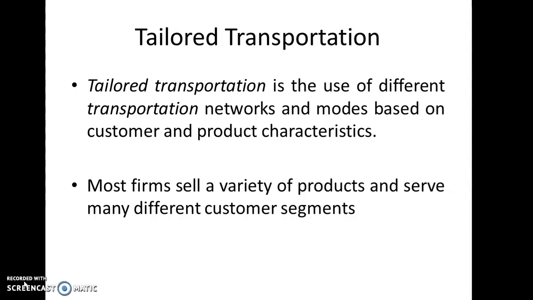Most firms sell a variety of products and serve many different customer segments. That is, the need for tailored transportation is that if you take any company or firm, it is not selling only a single product, it sells a variety of products. And also, the customers it serves are in different segments, that is, in terms of demand or in terms of location.